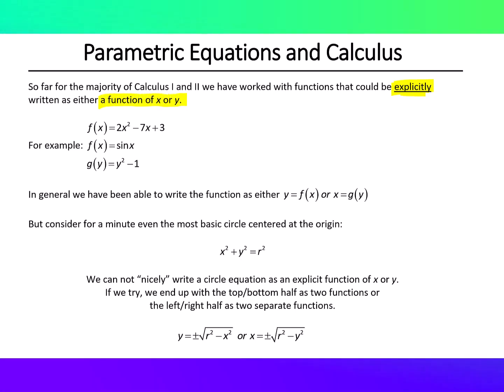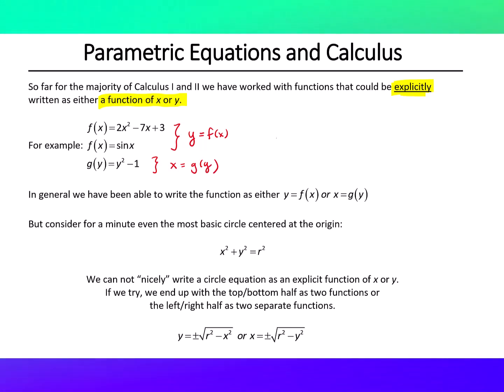So here we have f of x equals 2x squared minus 7x plus 3, f of x equals the sine of x, and then g of y, so flip-flopping it, making x essentially a function of y, g of y equals y squared minus 1, so a different orientation. So in these first two, we're thinking y is an explicit function of x, and on this last one, x is an explicit function of y.